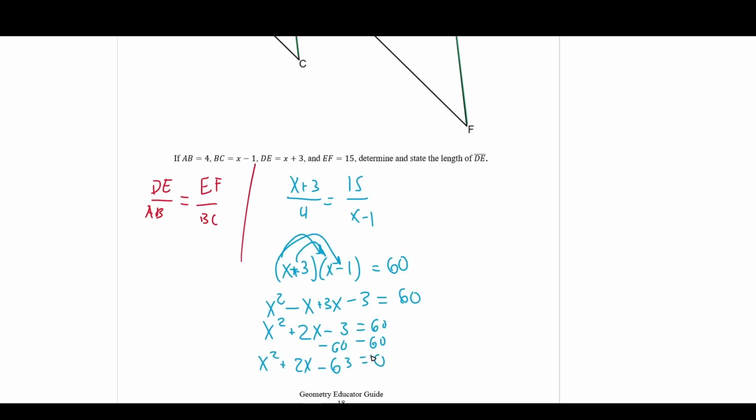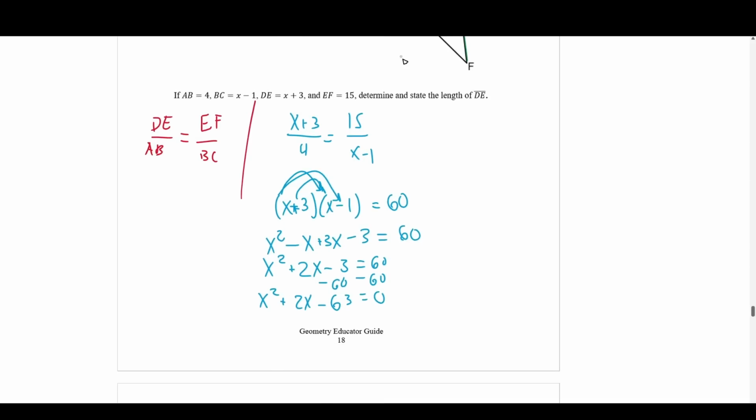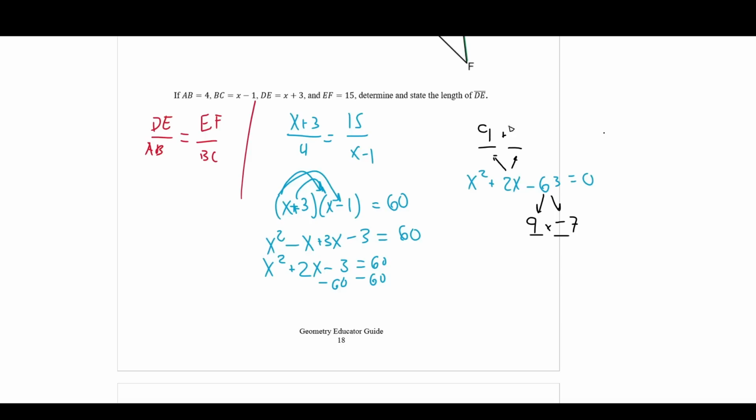I've made it equal to 0 because now we can FOIL this, right? Whenever you FOIL something, you're looking for two numbers that multiply to get you negative 63, but add to get you positive 2. Well, isn't that just negative 9 times 7, or positive 9 times negative 7? Yeah, positive 9 times negative 7 is equal to negative 63, and positive 9 plus negative 7 is equal to positive 2. So those are the two numbers that I'm going to split this 2x into.